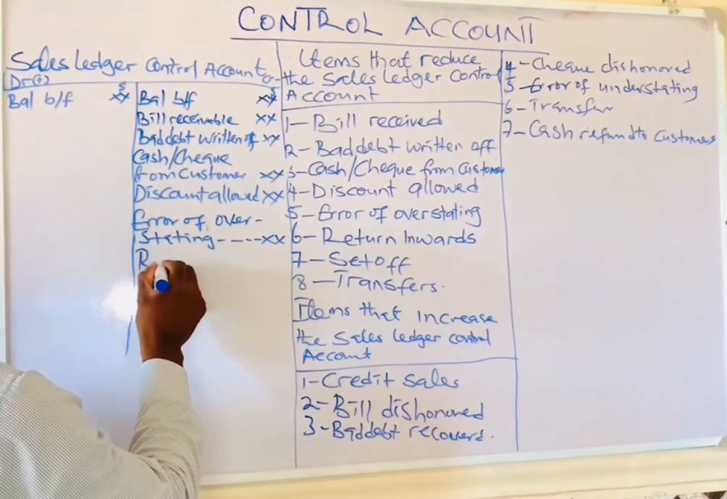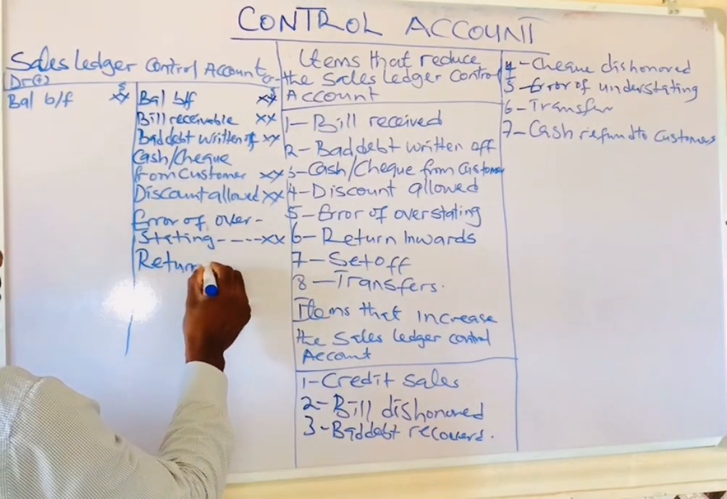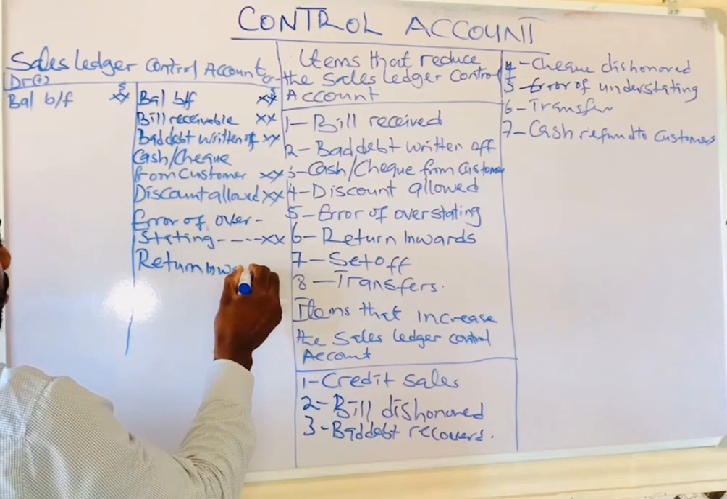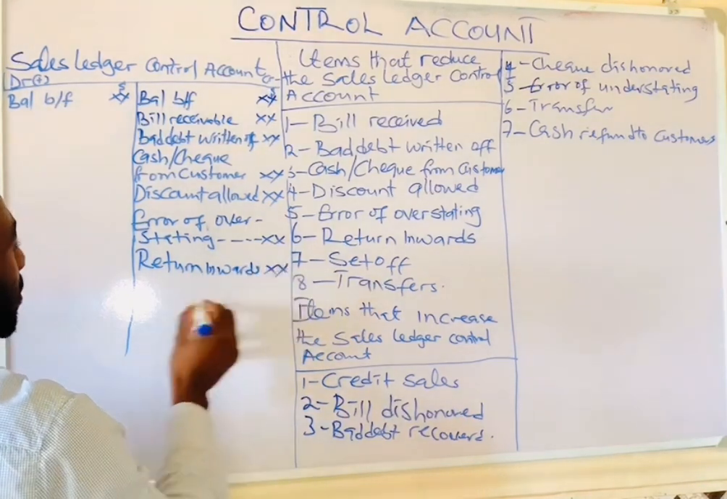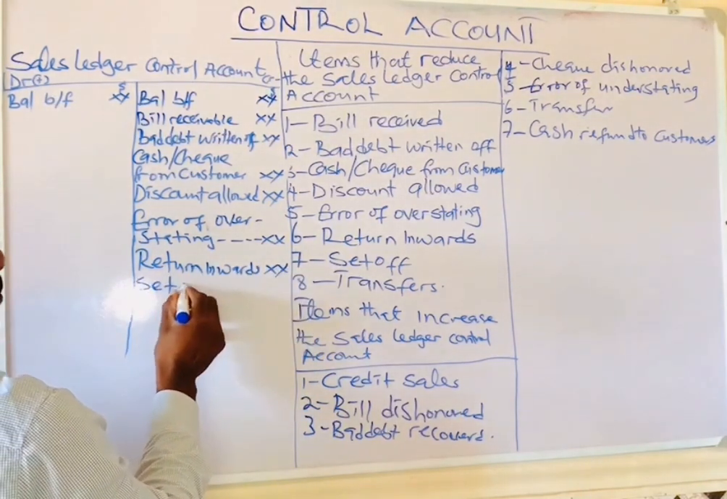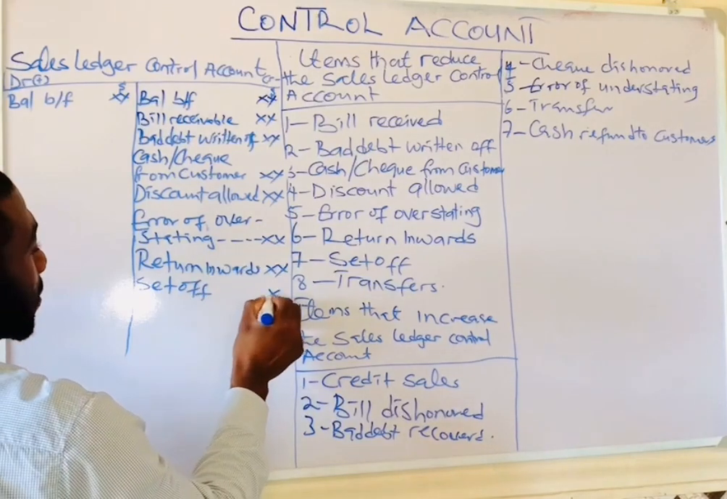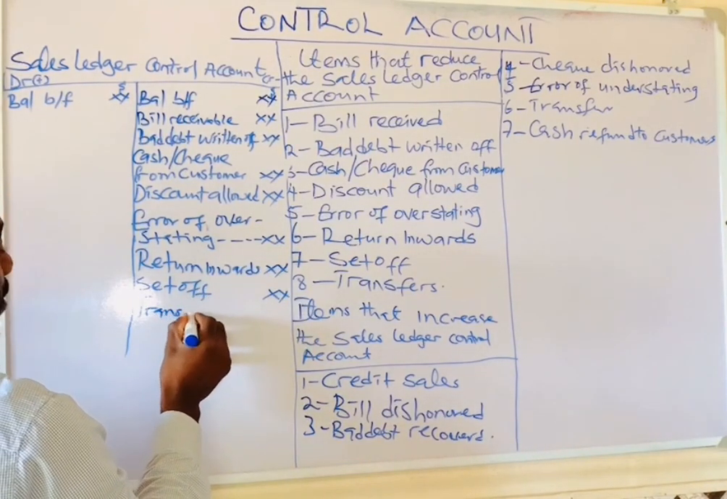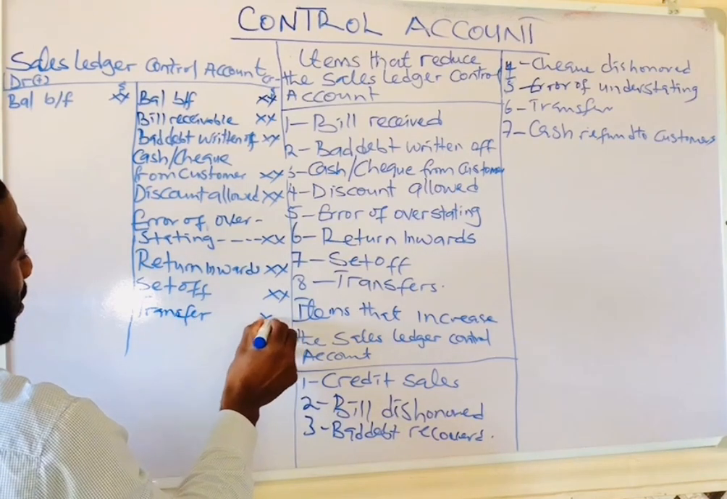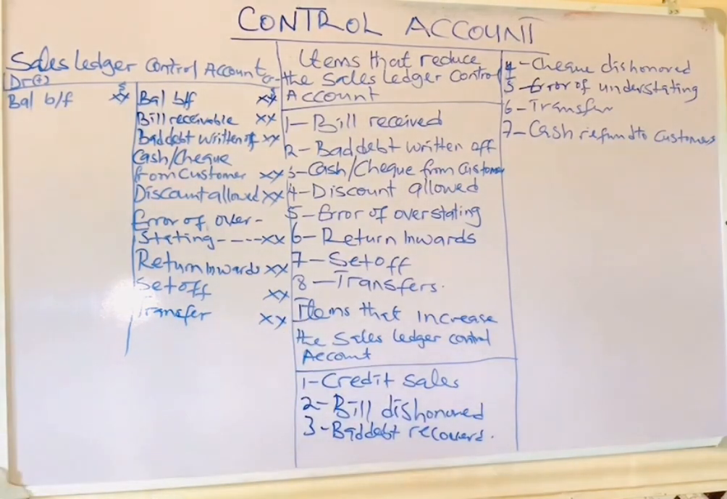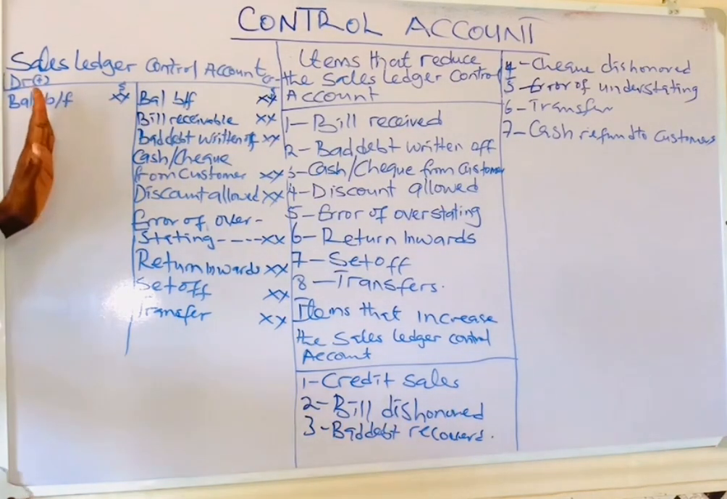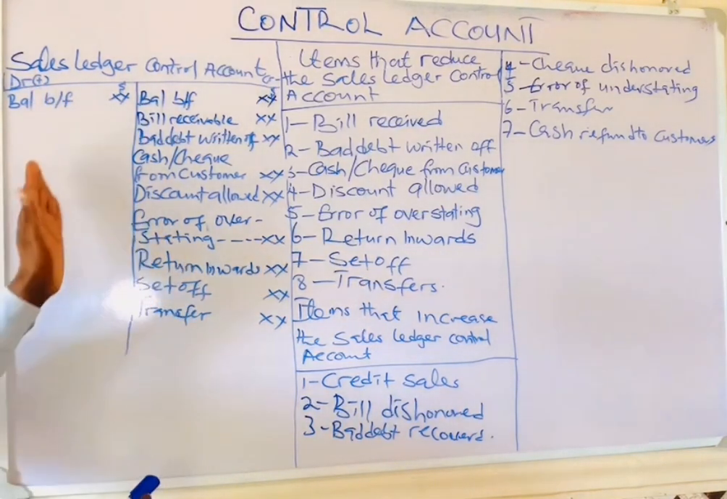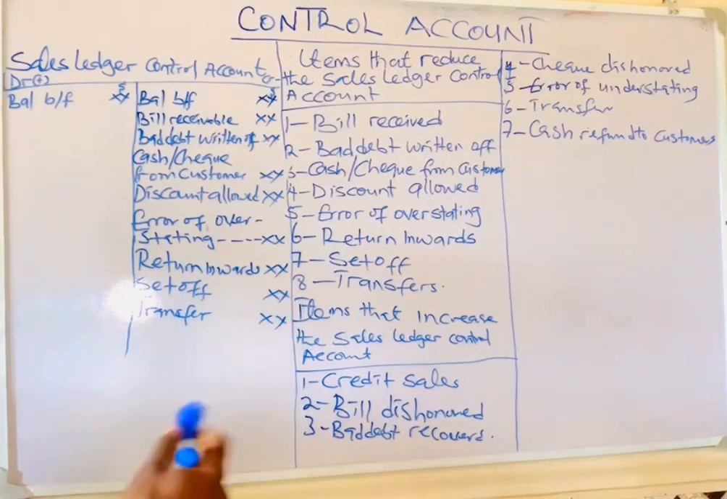Return inwards. They return the goods to us. Set off the balance. It's very simple. Transfer. Very simple as that. These are the items that will reduce this balance. Those items that will add to this balance are when you sell or give credit again.